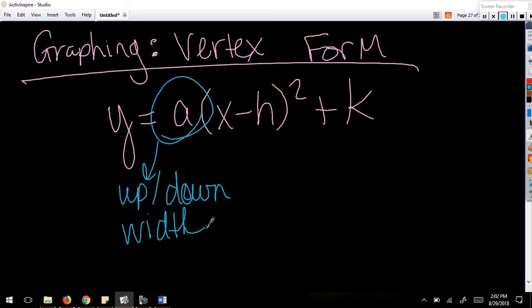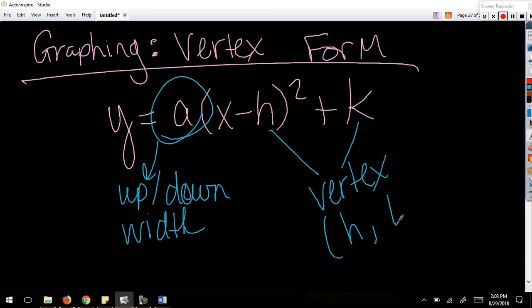The difference now is this is vertex form, so this gives us, you know how in standard form we've gone through all that trouble of finding the vertex? This one gives us the vertex. In vertex form, the vertex is H, K. Now, the only trick you have to remember here is that the H is going to be the opposite sign and the K is going to be the same sign.